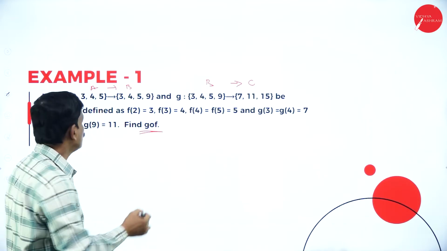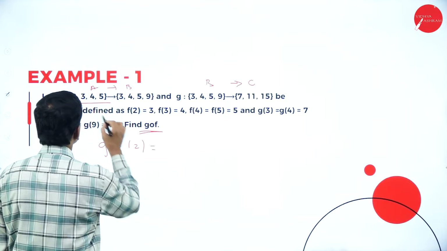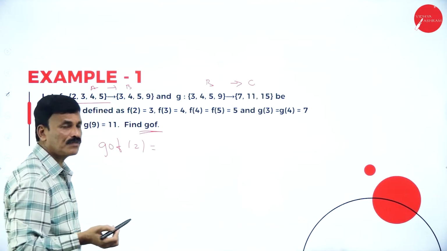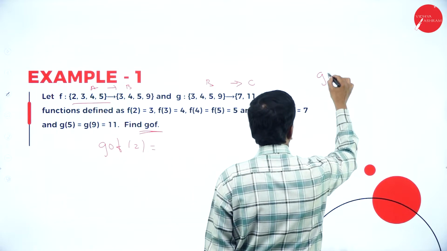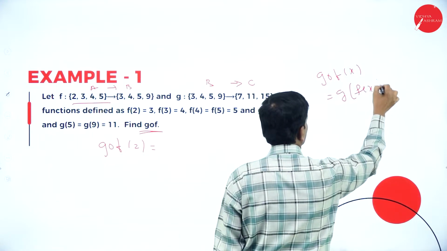Now let us find out the g naught f for this: g naught f of 2, g naught f of 3, g naught f of 4 and g naught f of 5. So according to the definition, what is the formula for g naught f of x? g naught f of x is equal to g of f of x.